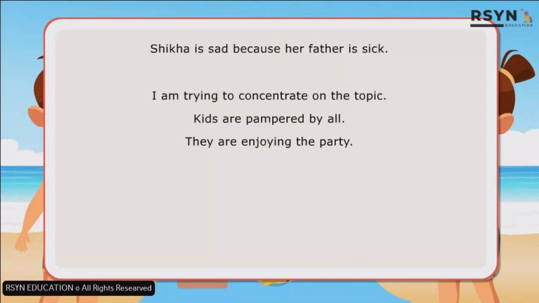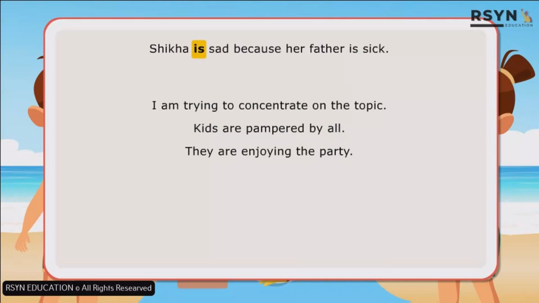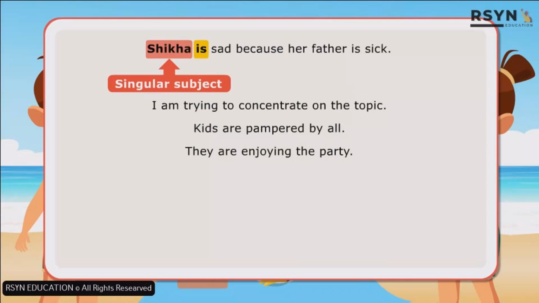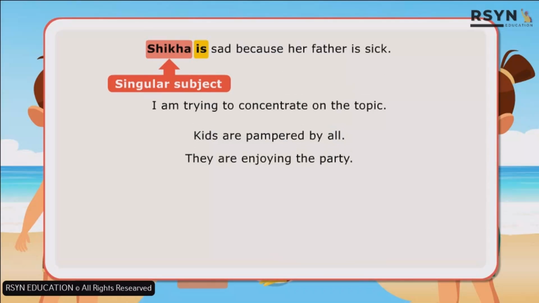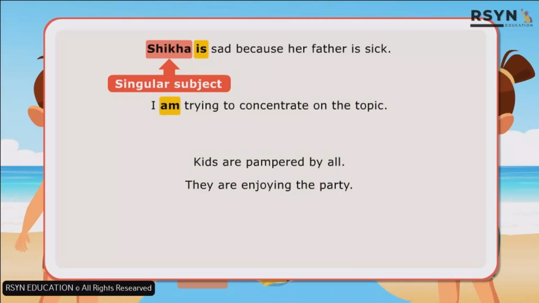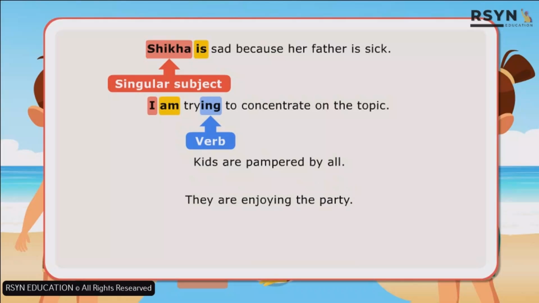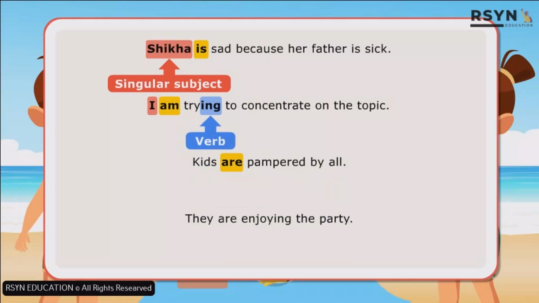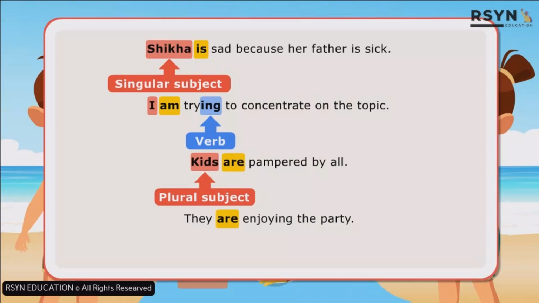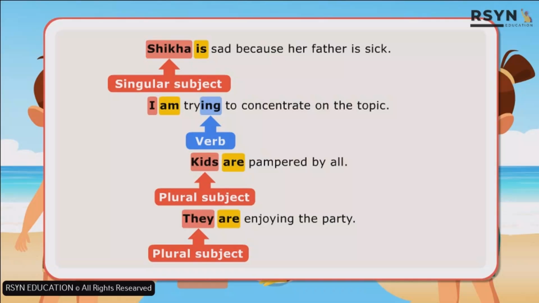In the first sentence, is has been used after singular subject to describe something. In the next sentence, am has been used after I and with ing verb to form present continuous tense. In the third sentence, are has been used after plural subject and with past participle to show passive voice. In the last sentence, are has been used after plural subject and with ing verb to form present continuous tense.